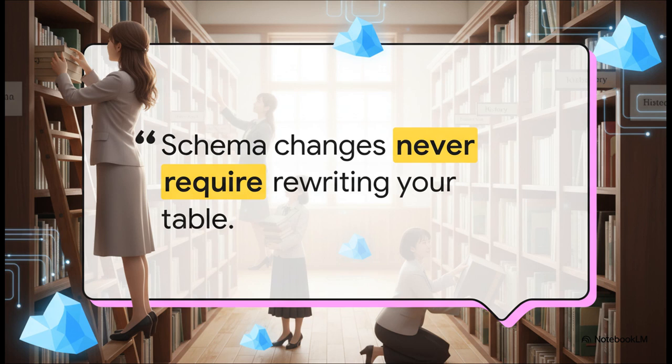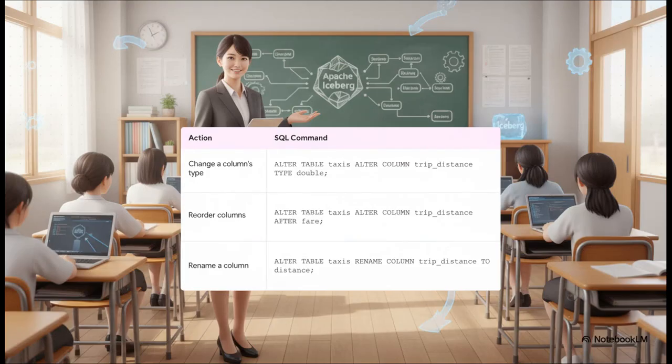This is huge. Think about our library again. This is like being able to add a whole new section or rename an aisle without ever having to move a single book. It just works. For a business, this means they can adapt and change how they look at their data almost instantly. And just look at how simple it is. If you know even a little bit of SQL, these commands probably look pretty familiar. You can change a column's type, move it around, or just rename it with one line of code.